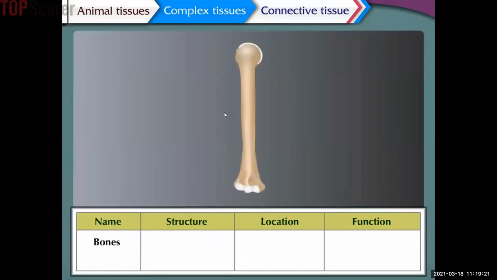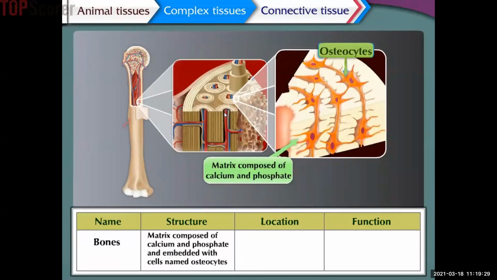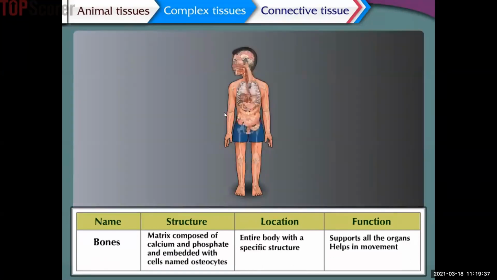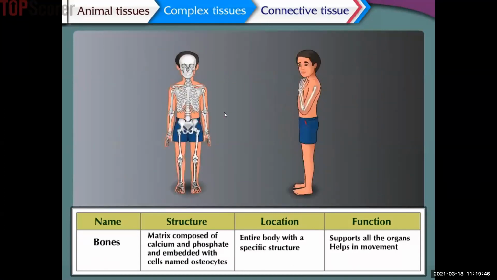Bone. This tissue is made up of a matrix composed of calcium phosphate, and there are cells called osteocytes embedded in it. Bones are present all over the body with a specific structure. Bones support all the organs and help in movement. Bones are strong but non-flexible, hence they cannot be bent.